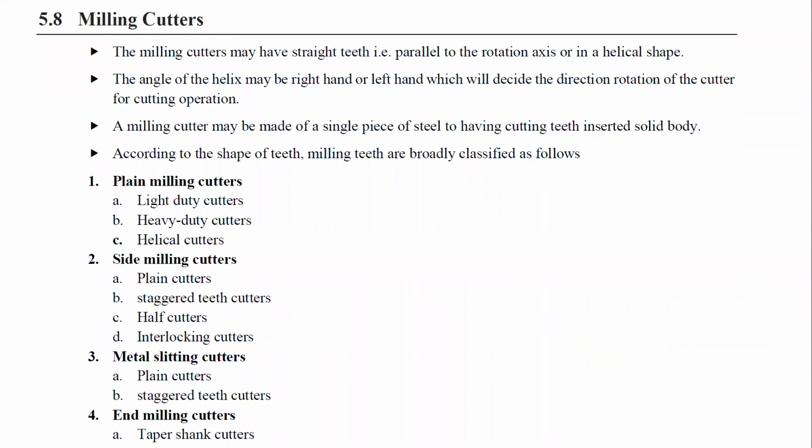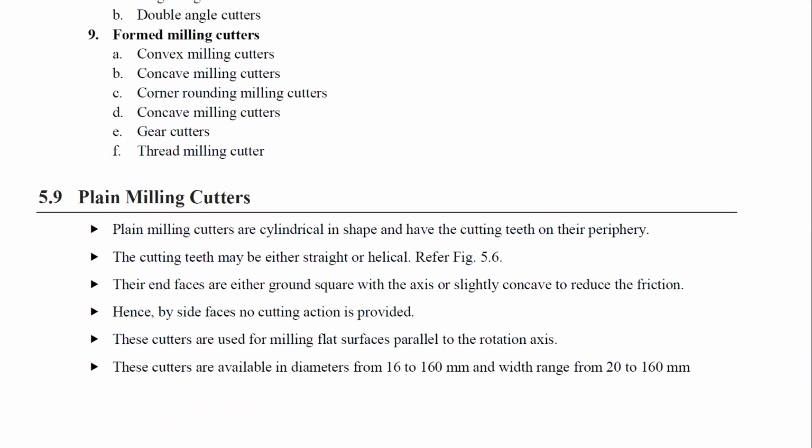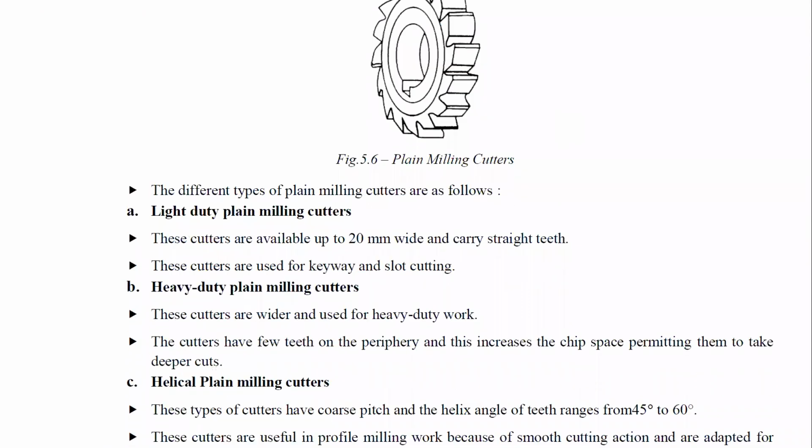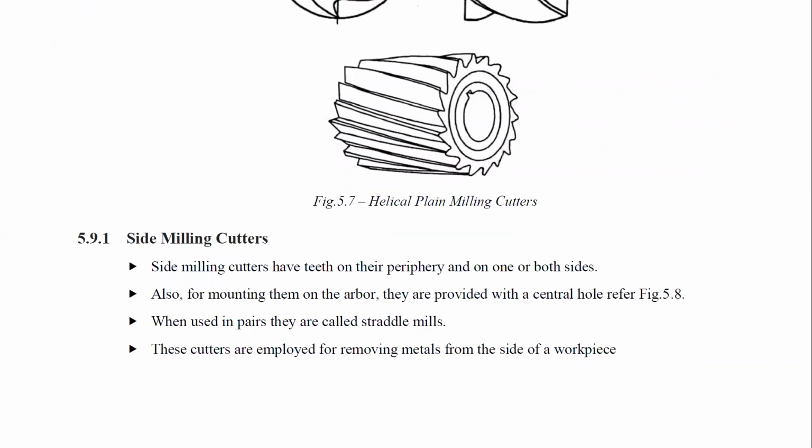Hello everyone, welcome back. In the previous lecture, I was explaining the classification of milling cutters. We will move on further, in which I explained the plain milling cutters, the light duty, heavy duty, and helical plain milling cutter. Now the other type is the side milling cutter. Side milling cutters have teeth on their periphery and on one or both of the sides.